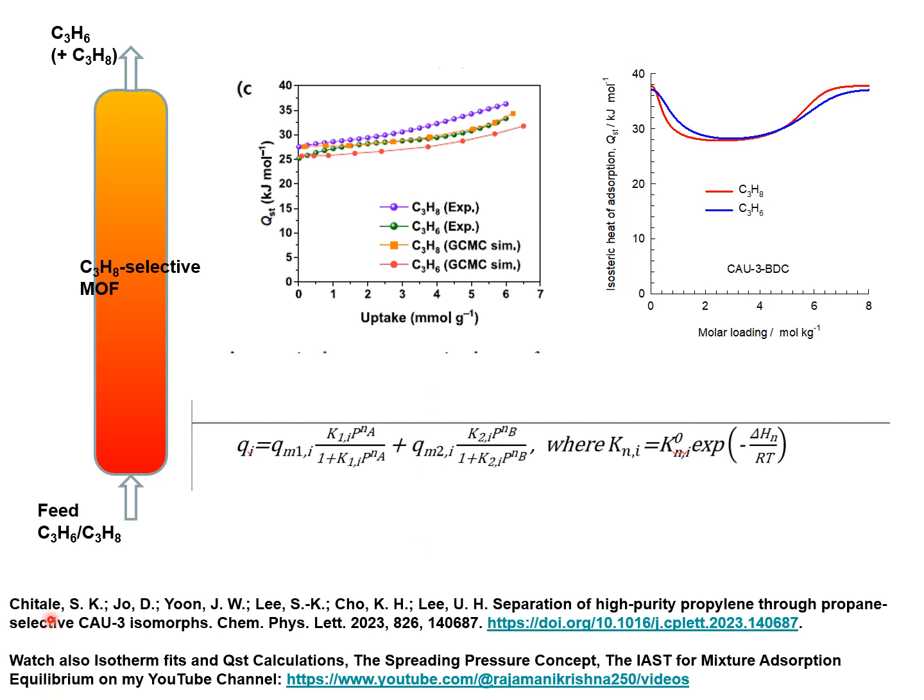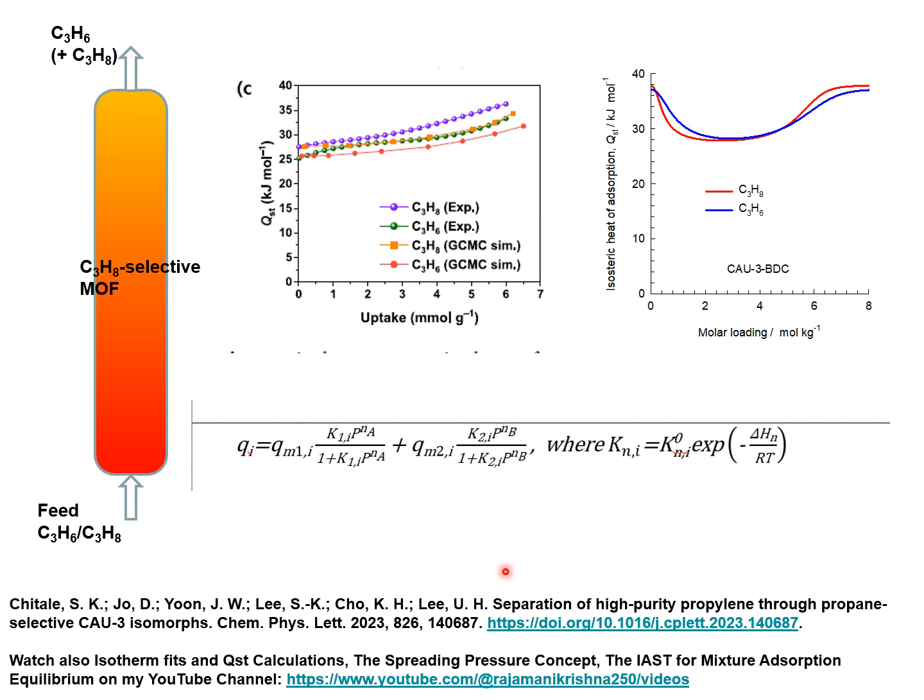In the paper by Chitale published in Chemical Physics Letters 2023, the unary isotherm data have been fitted with the dual-site Langmuir-Freundlich model, with temperature-dependent parameters K1 and K2.